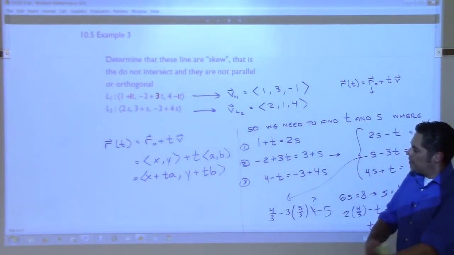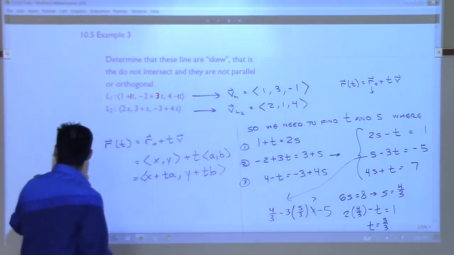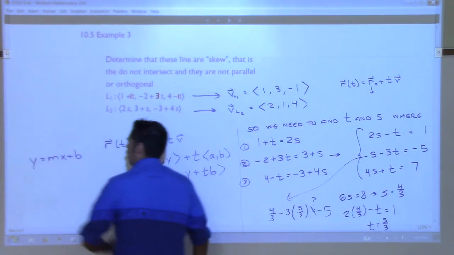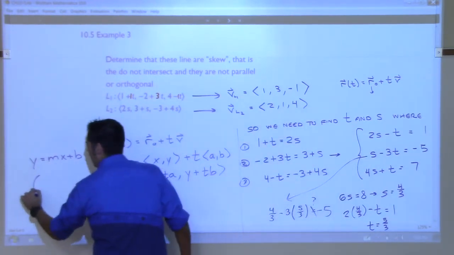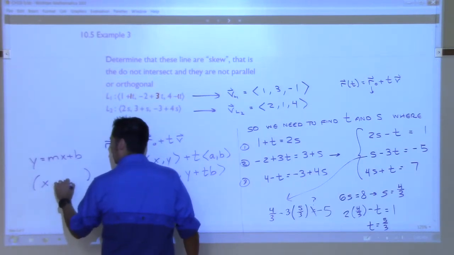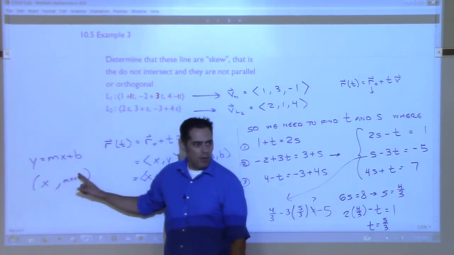Agreed? So when you look at this equation right here, y equals mx plus b. If you were to write that as an ordered pair, when you graph it, it's x here, and then this is mx plus b, isn't it? Like your x coordinate is x, but your y coordinate is that.